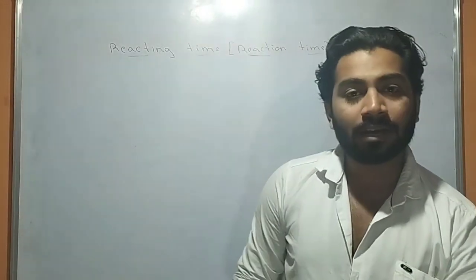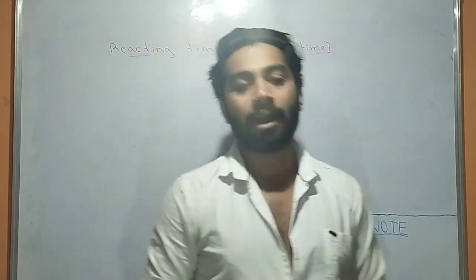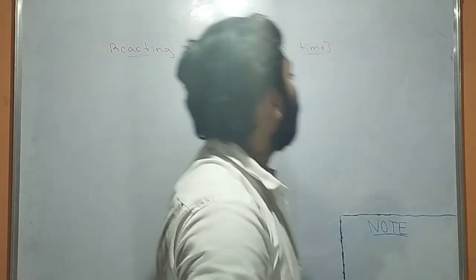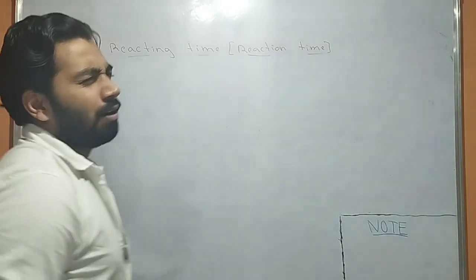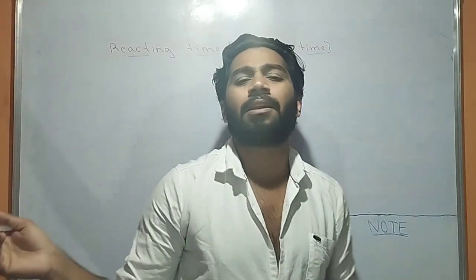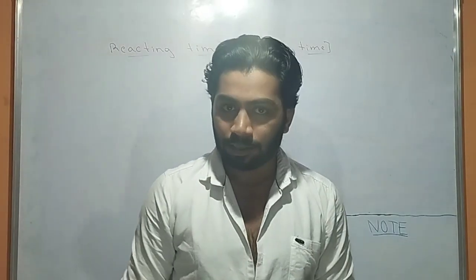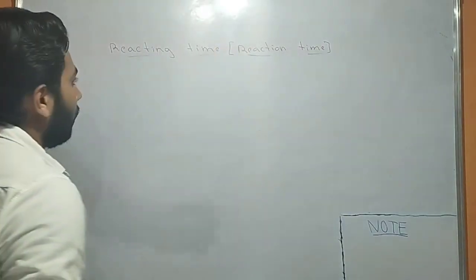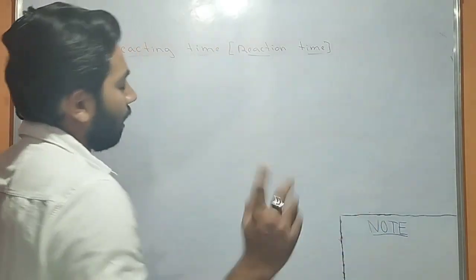This kind of time taken by an observer to react is called reacting time. For suppose you are driving a bike and suddenly something comes, an animal or something. You will think first and then you will react. That kind of delay is called reacting time. Now let us derive a formula for this reacting time.